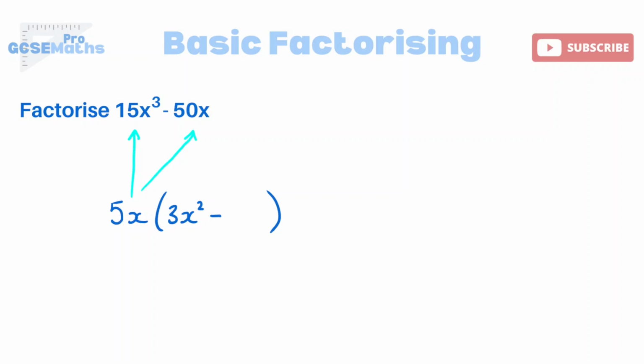Then how do I get from 5 to 50? Well, obviously I have to times that by 10, and then x to x, well, that's just the same thing, isn't it? So actually, I don't need to put anything after that. So let's just move this bracket a bit closer. We don't need that much space. Okay, so that is your final answer.